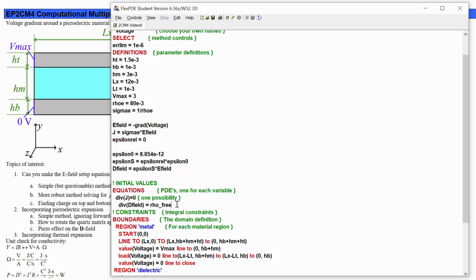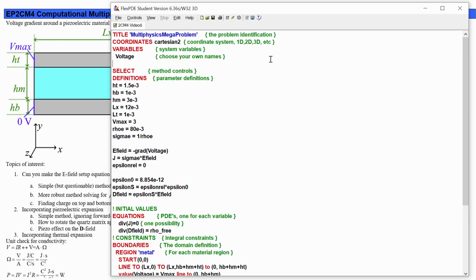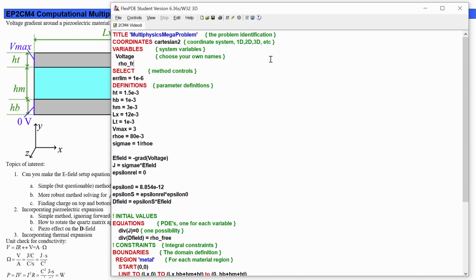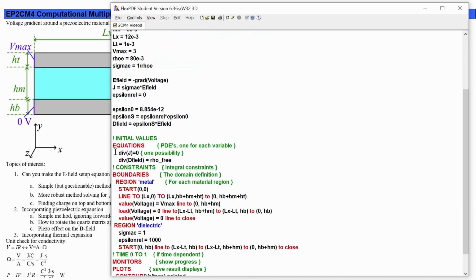And what we can do is, well, this isn't going to be able to solve for stuff. If we say the free charge density is 0, the problem is we've got too many equations. So we need to make another variable. And we can do that. We'll make the free charge density a separate variable. Now we specify which one's associated with which. So we'll say that this one solves for the voltage, and this equation solves for rho free.